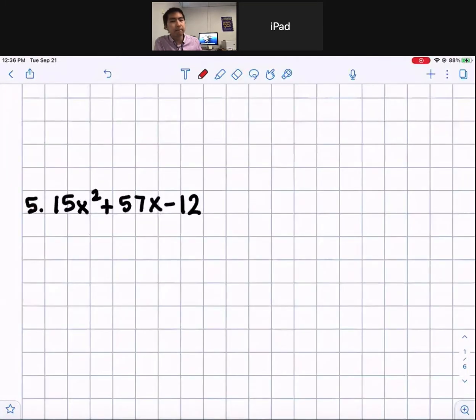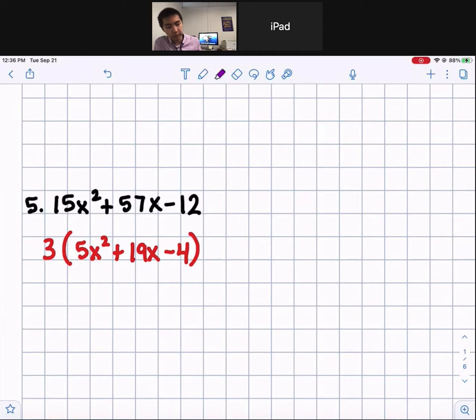Number 5. You can factor out a 3 from each one. 5x squared. 15 divided by 3 is 5. 57 divided by 3 is 19x. Negative 12 divided by 3 is negative 4.